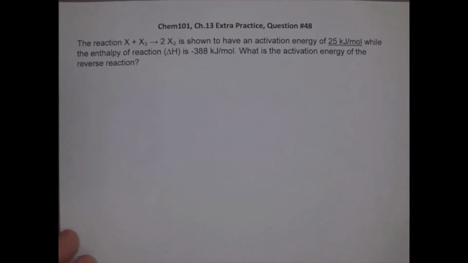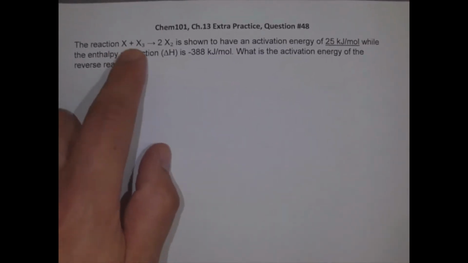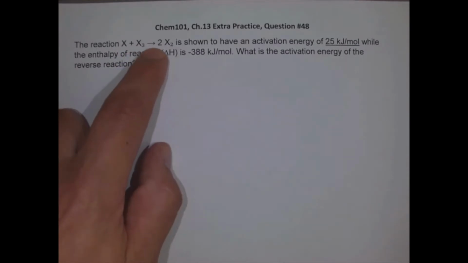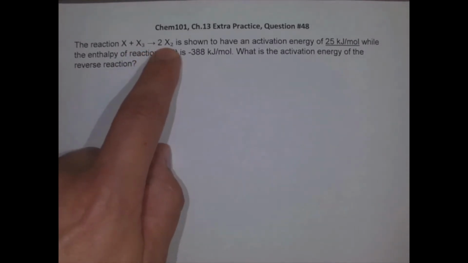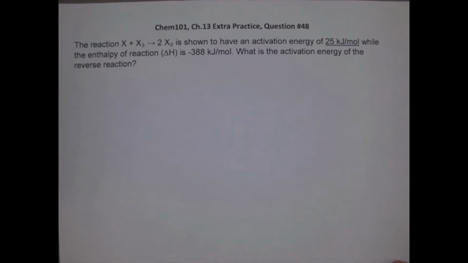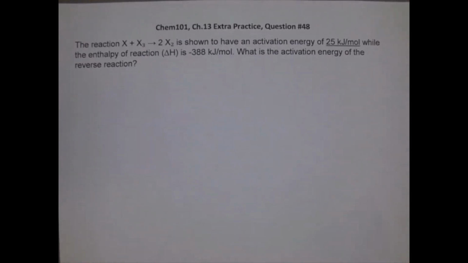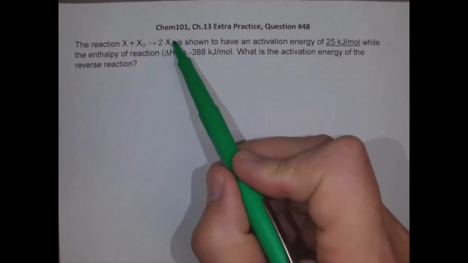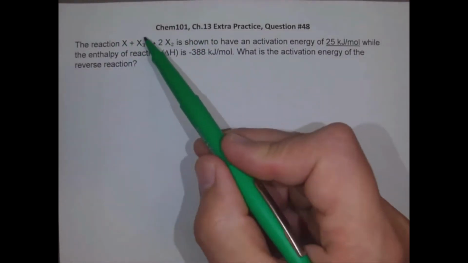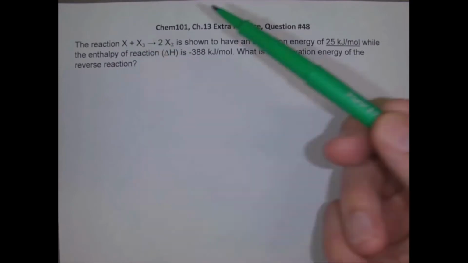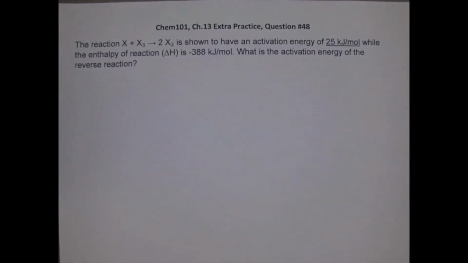Okay, so let's take a look at this question. It says the reaction of X plus X sub 3 gives 2 moles of X sub 2. And it says it's shown to have an activation energy of 25 kilojoules per mole, while the enthalpy of reaction, so the change in energy of the reaction, is negative 388 kilojoules per mole. It asks, what is the activation energy of the reverse reaction? So if I have two X sub 2's going in the reverse direction and becoming an X and an X sub 3, what would be the activation energy of that reaction?